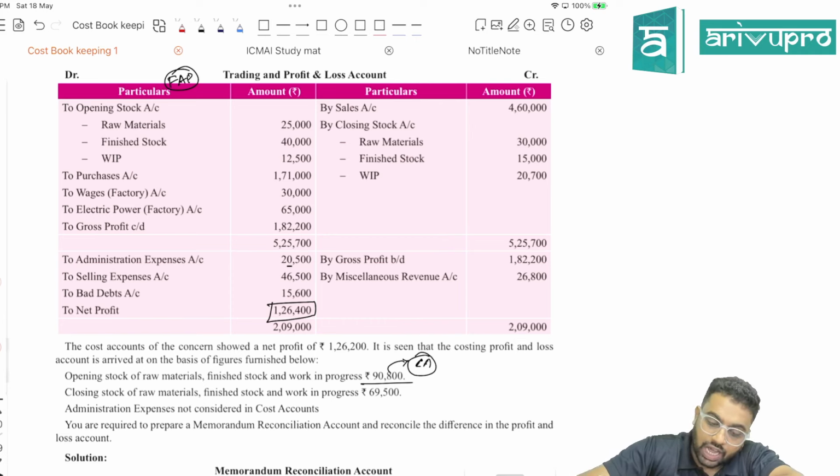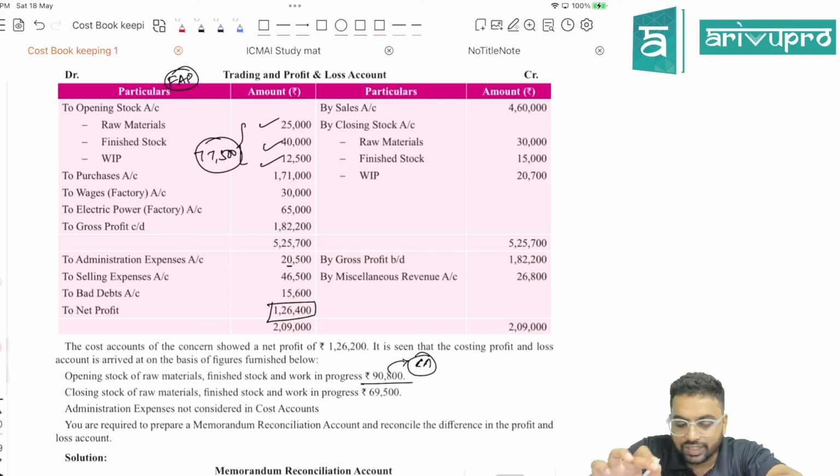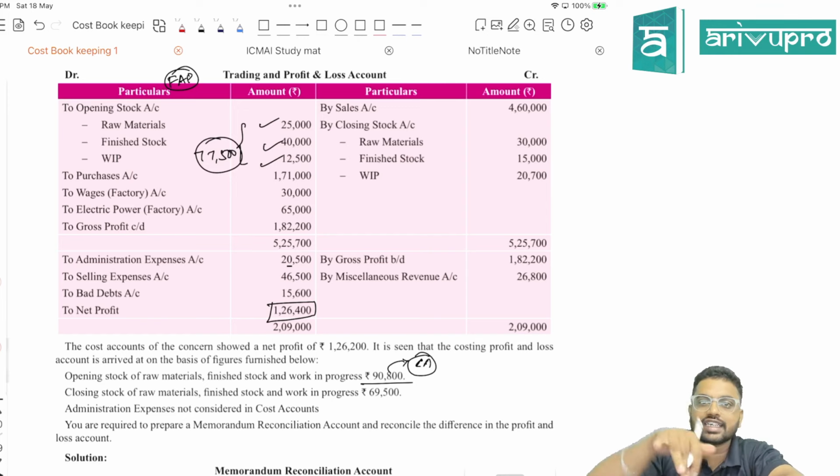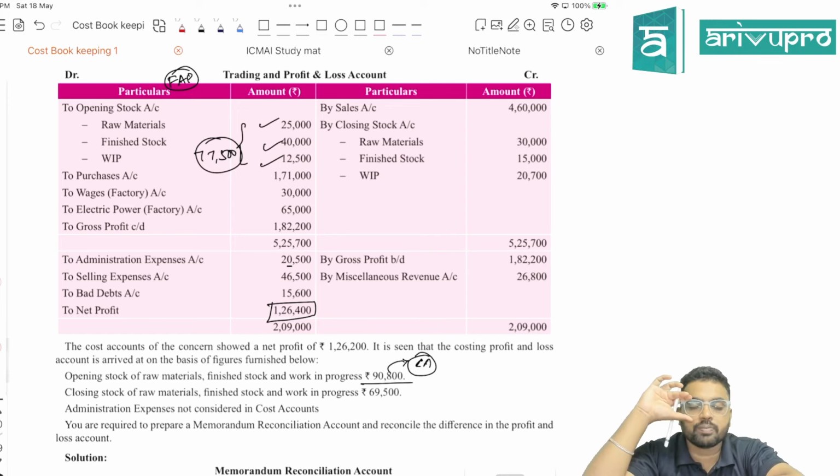As per our financial accounts, how much is it, sir? Opening stock, it is 25,000, 40,000, 12,500. 25, 65, 77,500. As per books, 77,500. As per cost records, 90,800. Opening stock increases the profit or decreases the profit? Opening stock decreases the profit because it's an expense for the period. Okay, sir.